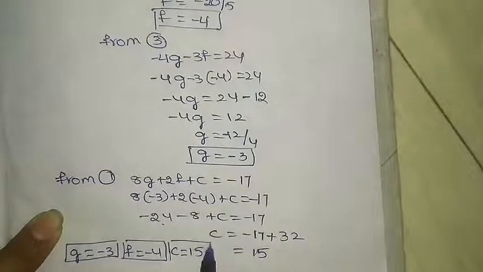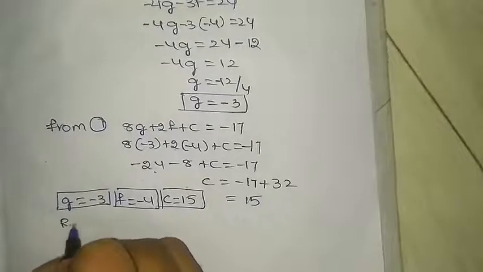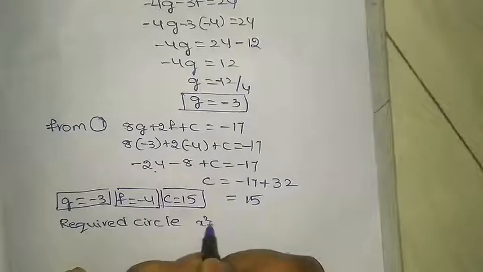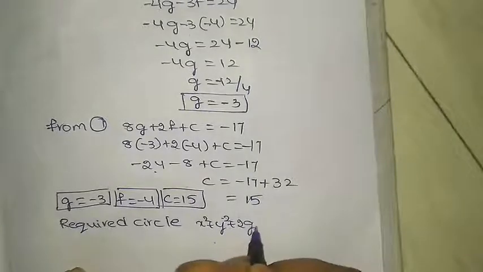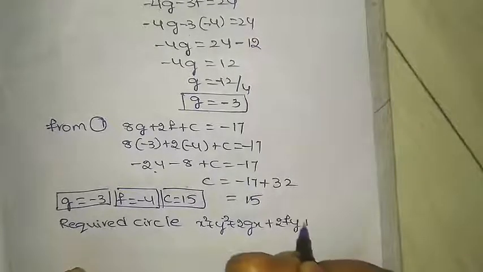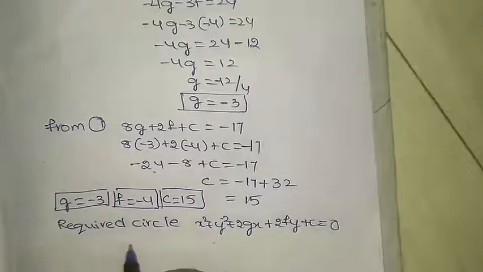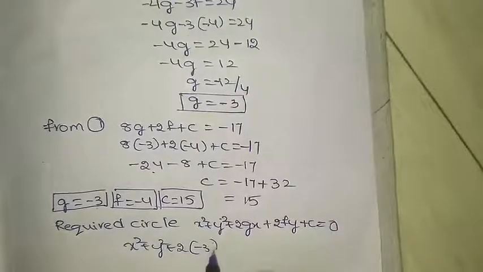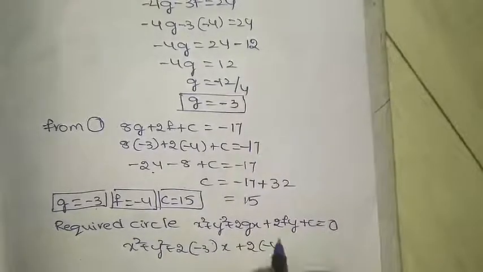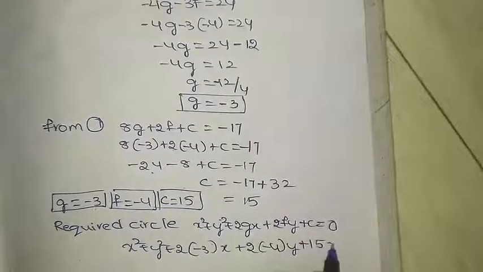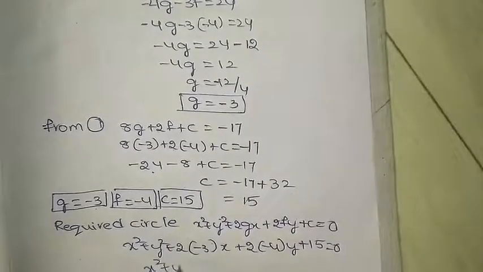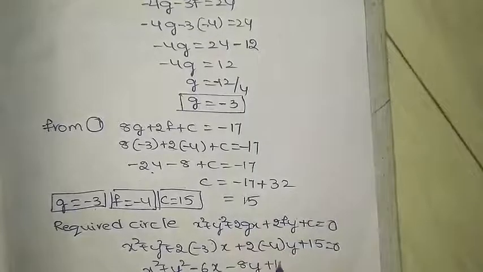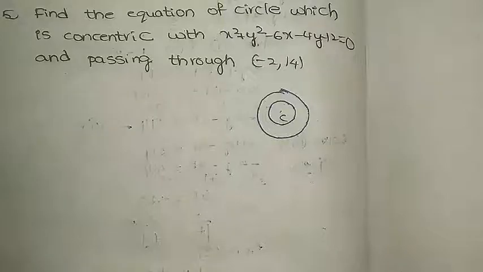So from this we can find the circle equation. Required circle: x square plus y square plus 2gx plus 2fy plus c is equal to 0. Now substitute the values. X square plus y square plus 2 into minus 3x plus 2 into minus 4y plus 15 equal to 0. So the equation is x square plus y square minus 6x minus 8y plus 15 equal to 0, the required circle.